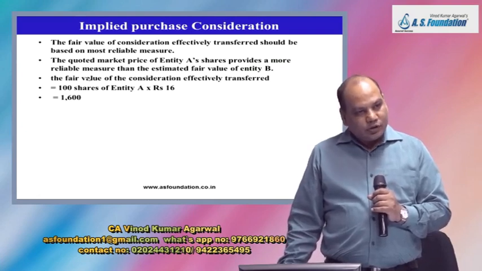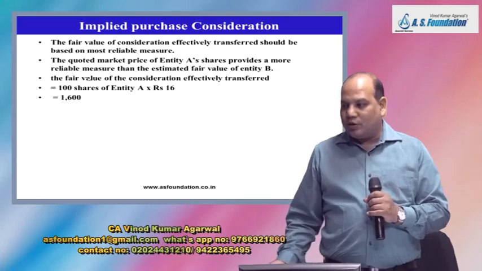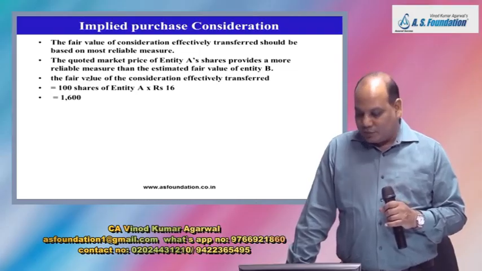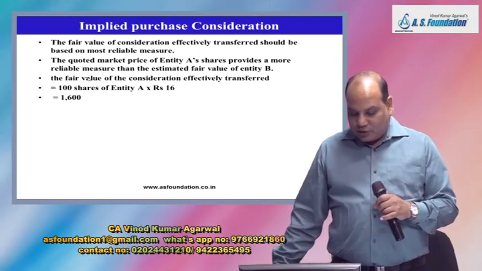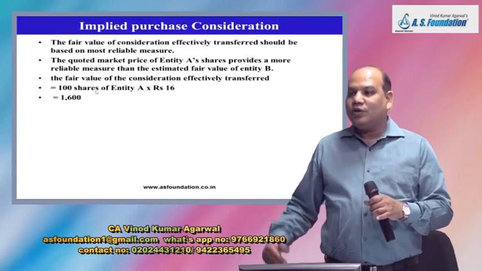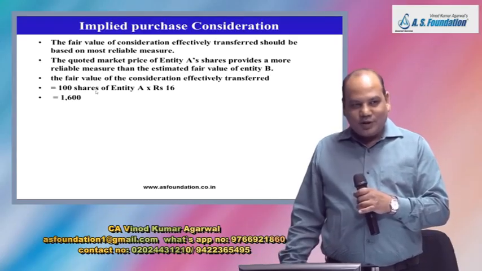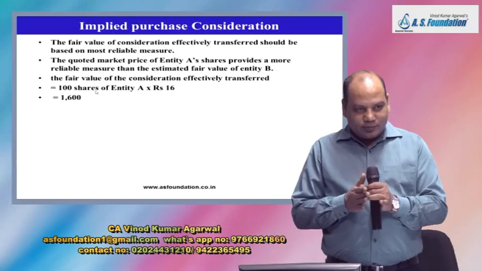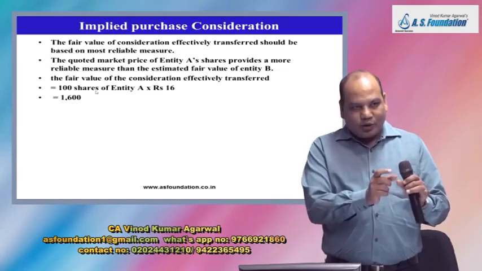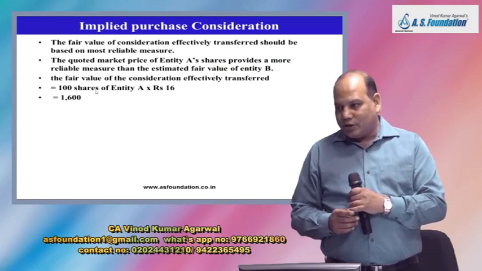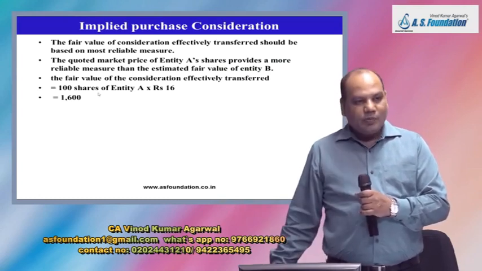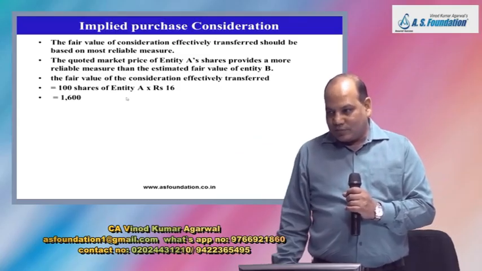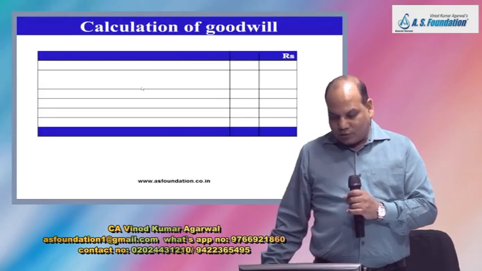That is 1600. In this question, it will not make any difference whether you take 16 or 40. Why will it not make a difference? If you take 40, then these 100 shares are equivalent to 40 shares of entity B, and then 40 into 40 is 1600, because the share exchange ratio is 2.5. So 2.5 shares of this entity are equivalent to 1 share of entity B. So 100 shares become equivalent to 40 shares of B, multiplied by 40 rupees. But we will not unnecessarily go into that calculation.